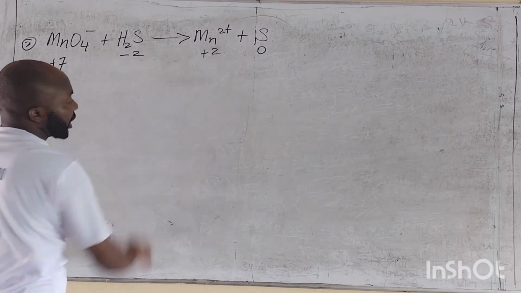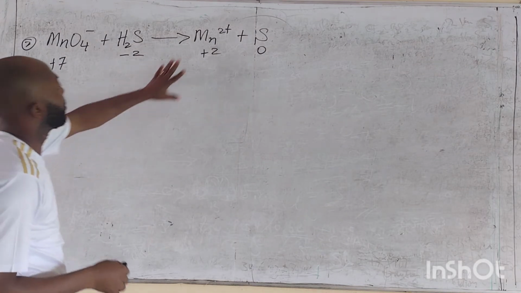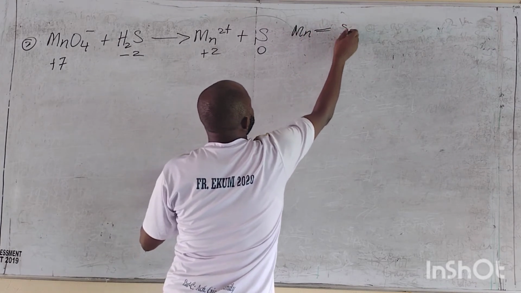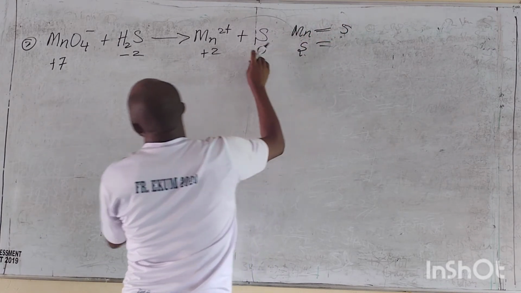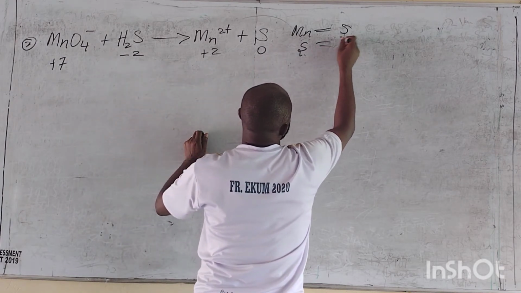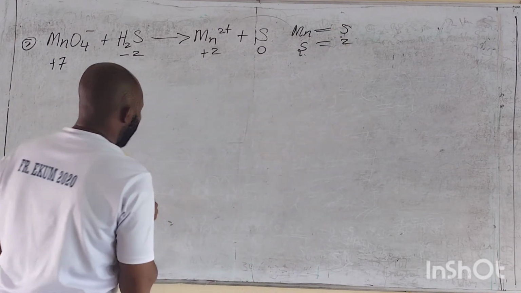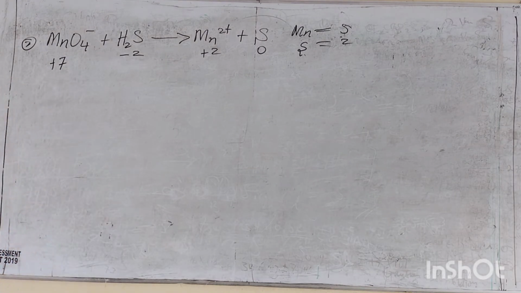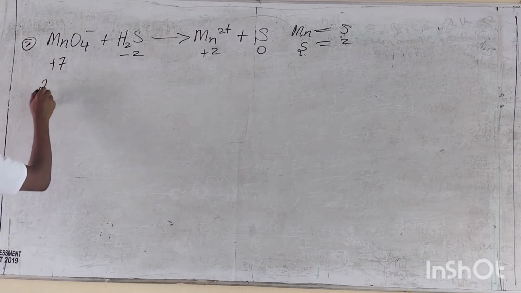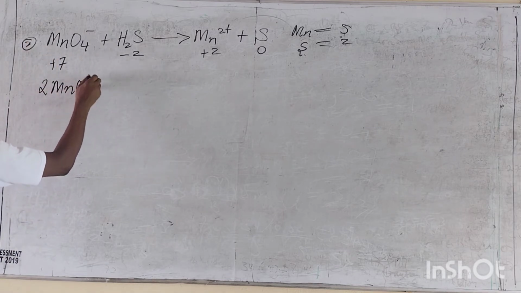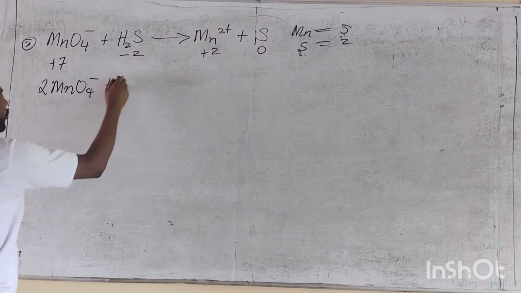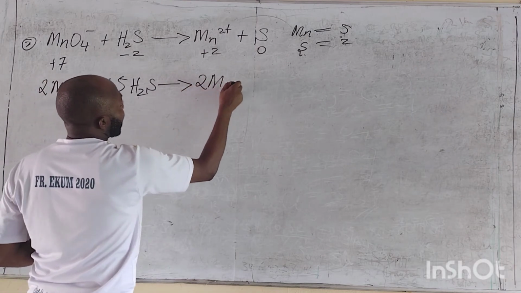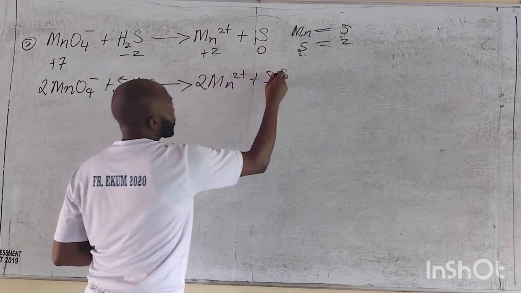So now this is what we have. We do our subtraction as usual. Manganese here, 2 minus 7 is 5, so I have manganese as 5. And let's call it sulfur, 0 minus minus 2 is still 2, so we ignore the sign, which is 2. So I cross multiply. Anywhere I see manganese, I put 2 before it. I see sulfur, I put 5 before it. So now we have 2 MnO4 minus plus 5 H2S equals 2 Mn2+ plus 5 sulfur.